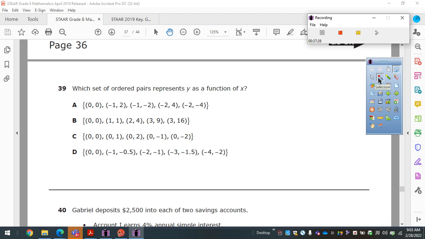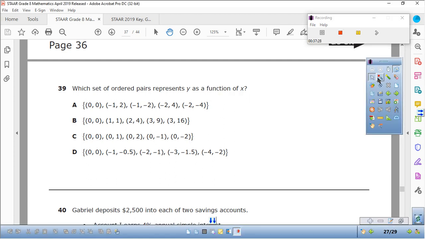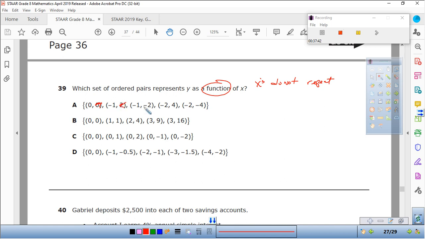Super easy on this one. What is a function? Somebody tell me. The x's do not repeat. I don't even care, guys, about the y's. I'm not even looking. So in this situation, do the x's repeat? Yes. They're looking for a function. These repeat, out. Repeat, out. X, x, x, all different. This one is a function.